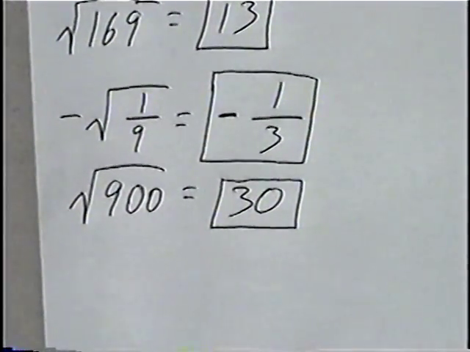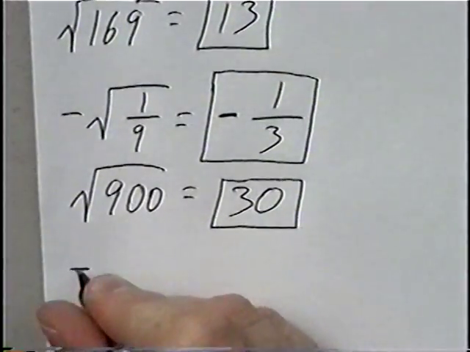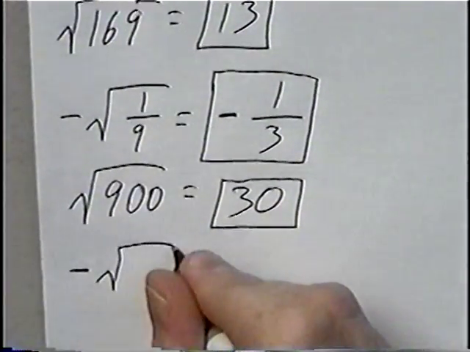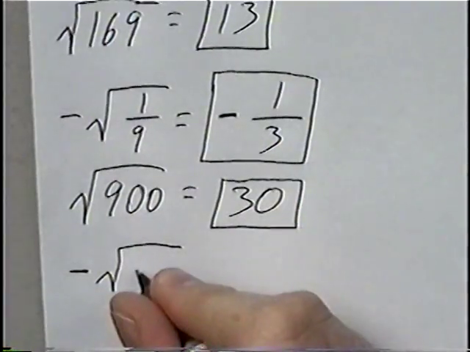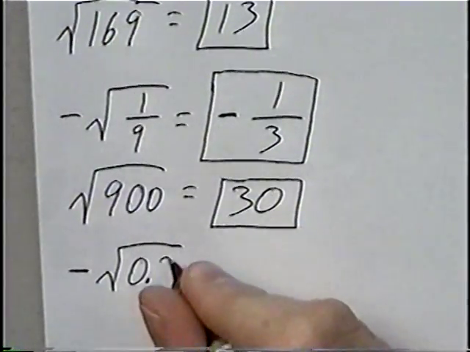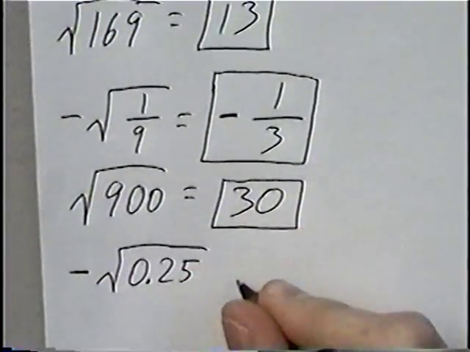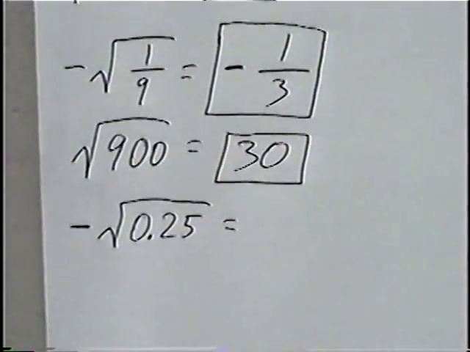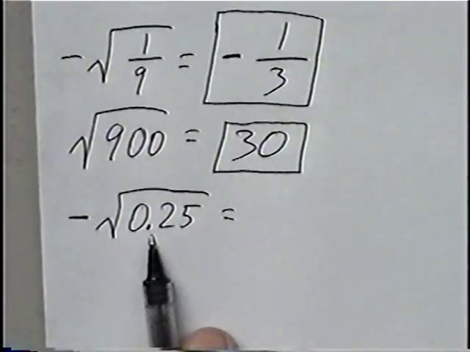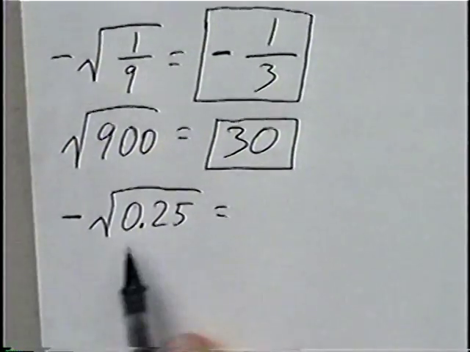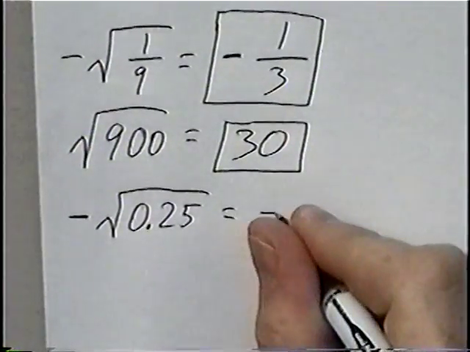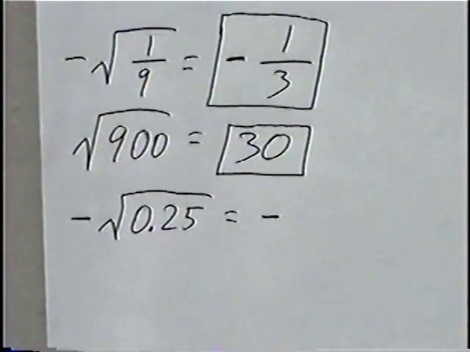And last question for the section. A negative again outside the square root symbol, and inside we'll have a decimal, 0.25. Again, we cannot take a square root of a negative number inside the radical, but if the negative is outside, we can bring the negative outside.